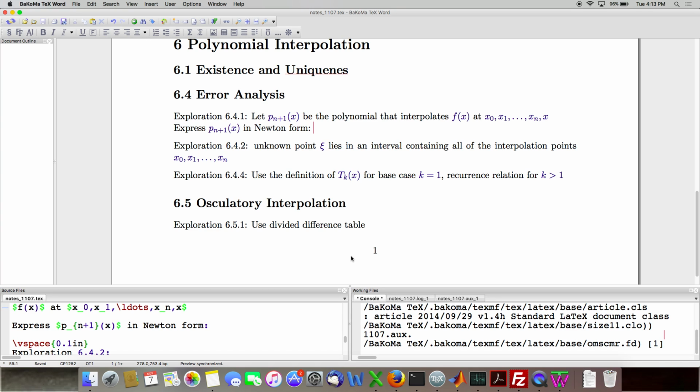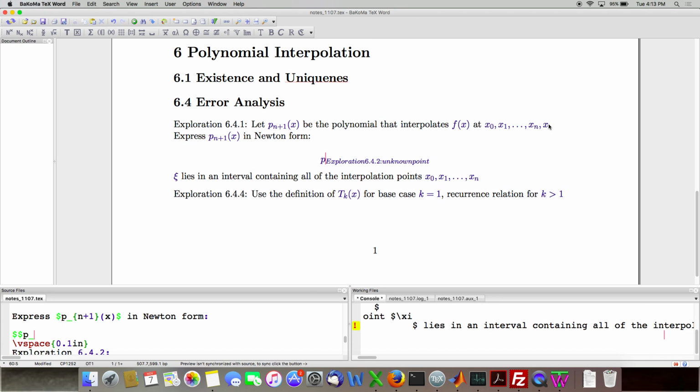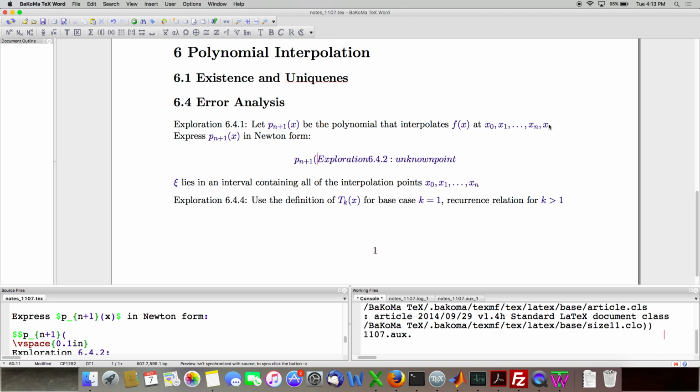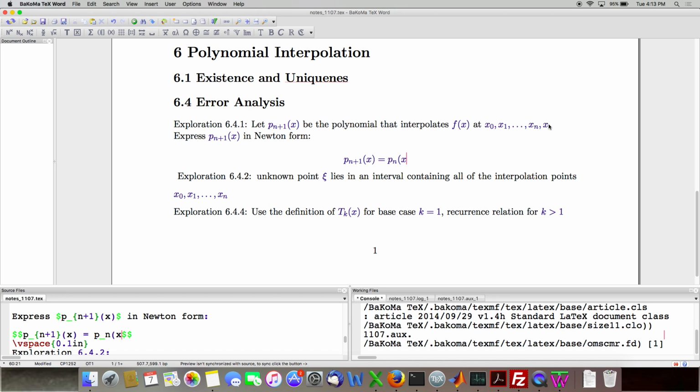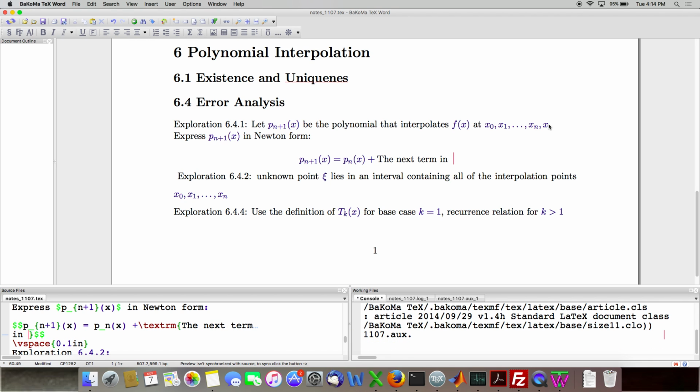Exactly. So if you have an interpolating polynomial of a certain degree, and you want to add a point, which is what I'm doing here. You're interpolating points x0 up to xn, and we're throwing in one more. Then you can express the new polynomial in terms of the old. So what you can say is Pn plus 1 of x is equal to Pn of x plus the next term in the Newton form.